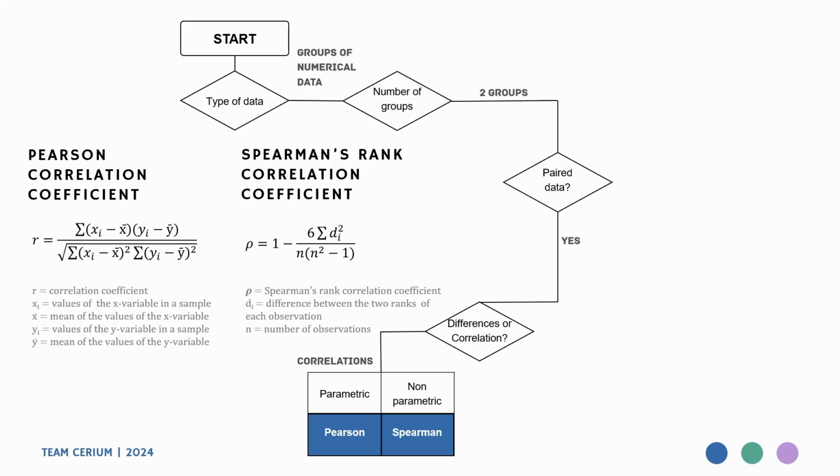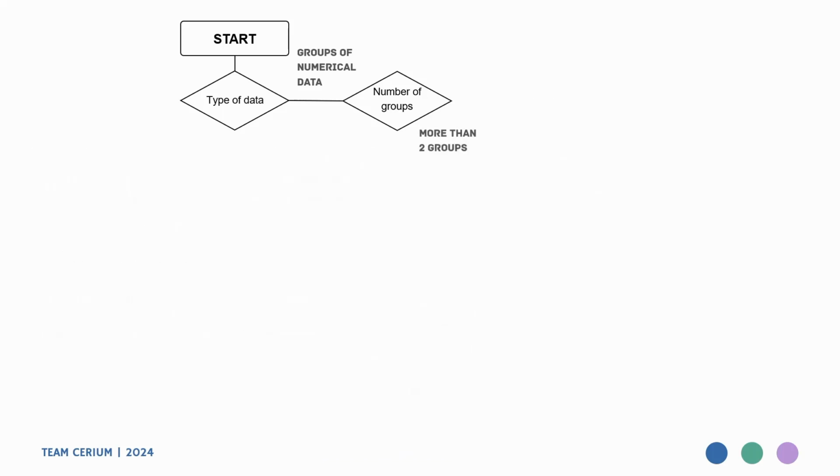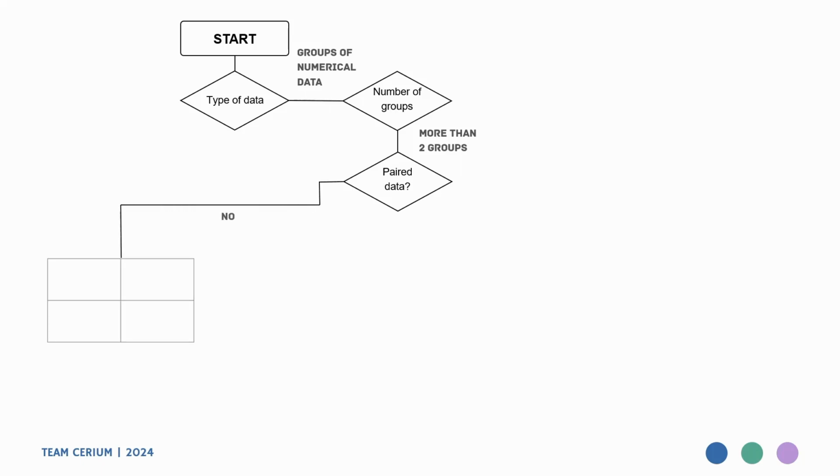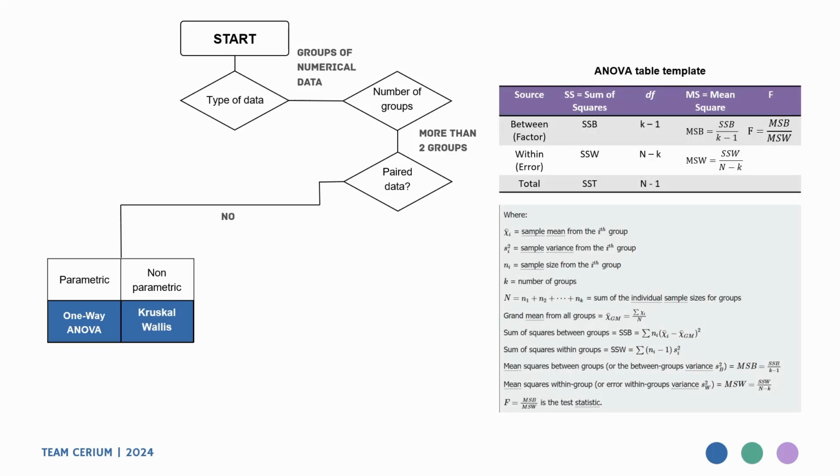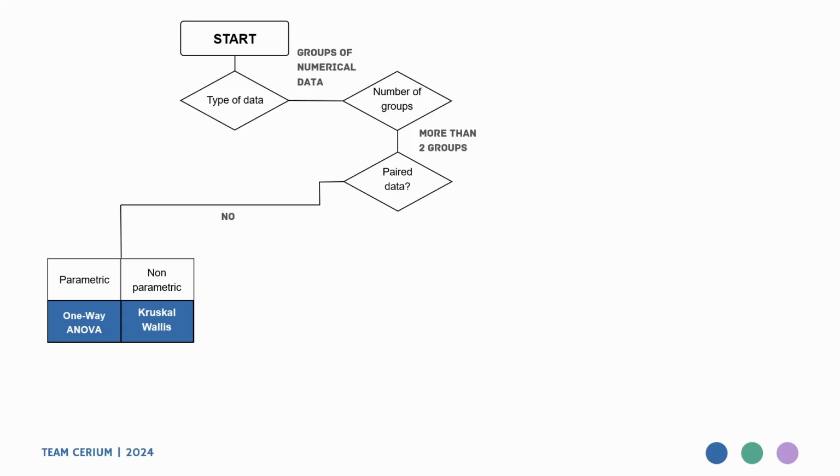Going forward, if we're dealing with 2 or more samples, then we still must ask if the data are paired or not. For unpaired data, we can use the one-way analysis of variance or ANOVA and the Kruskal-Wallis for its non-parametric counterpart. In performing ANOVA, it is preferred to use groups with equal sizes to prevent reducing its statistical power. So here is the Kruskal-Wallis, which is the non-parametric alternative of ANOVA.